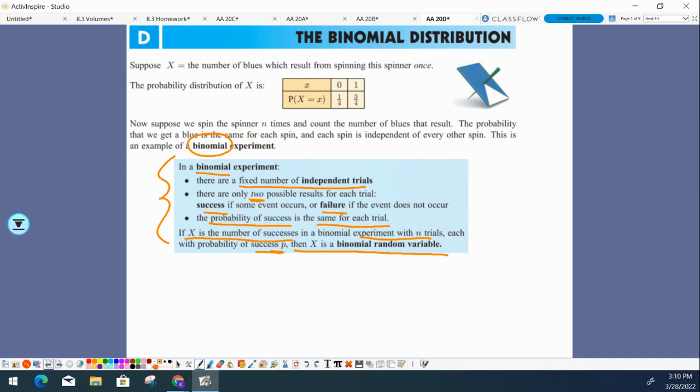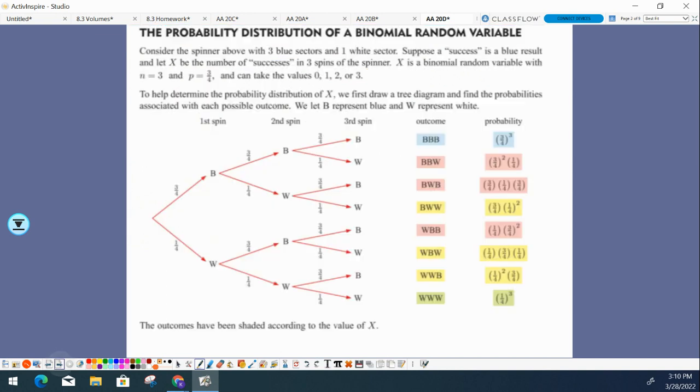So looking back here, look at this spinner. This spinner up here is white for 1/4 of the time and blue for 3/4 of the time. So there's 2 results, 0 or 1, and X is the number of blue. So 0 blue would be white, which has probability 1/4. When it hits blue, the probability is 3/4. So what if we spin the spinner 3 times? This is the chart I want you to write in the space in your notebook.